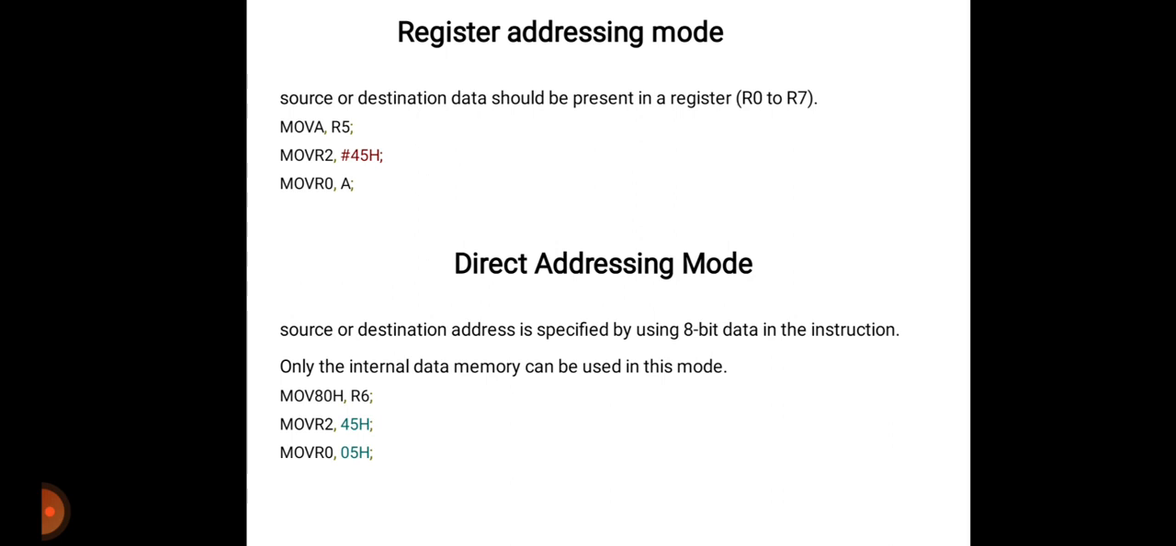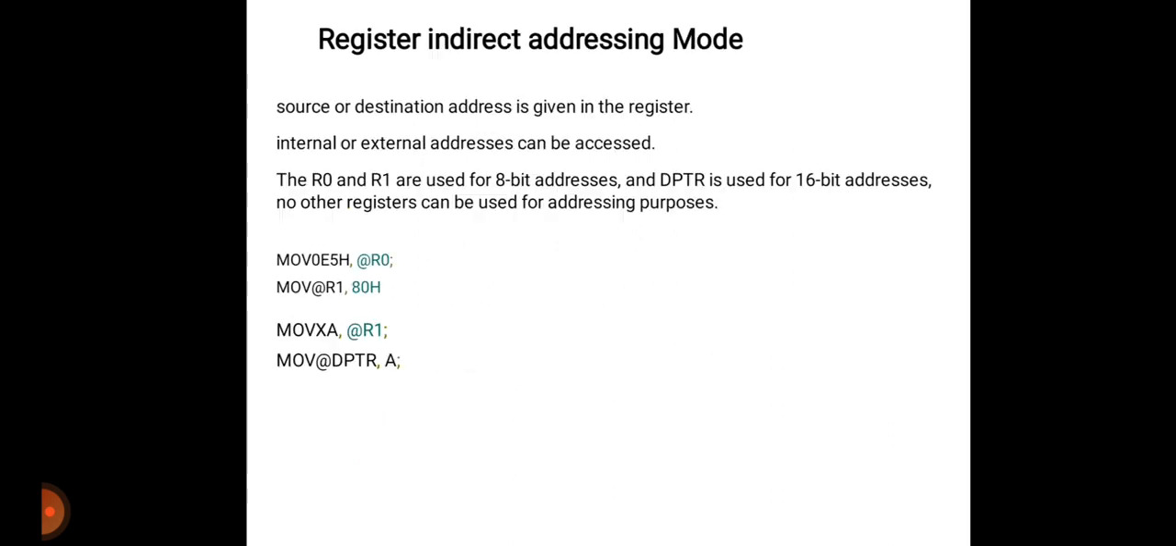80H, R6, will send the contents of register R6 to port 0, where the address of port 0 is 80H. The second example is for getting the contents from 45H into R2. And the third instruction is used for getting the data from register R5 when register bank 0, that is RB0, is selected. In this way, the register direct addressing mode works.